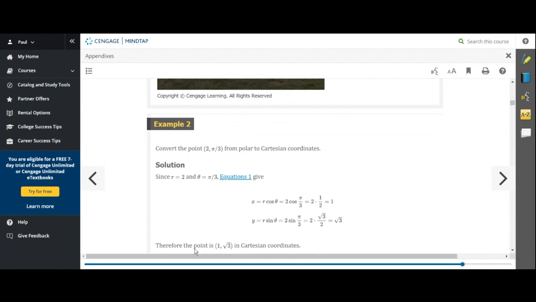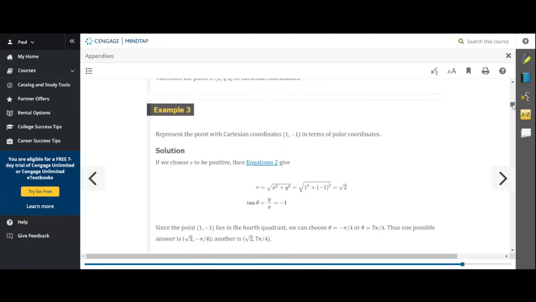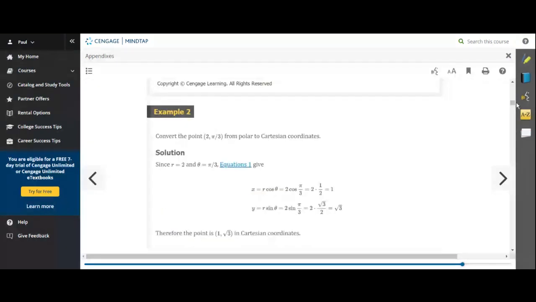Okay, so that's converting a polar coordinate to a Cartesian coordinate. Similarly, well, are there any questions on that particular problem? Take a moment to look at it.